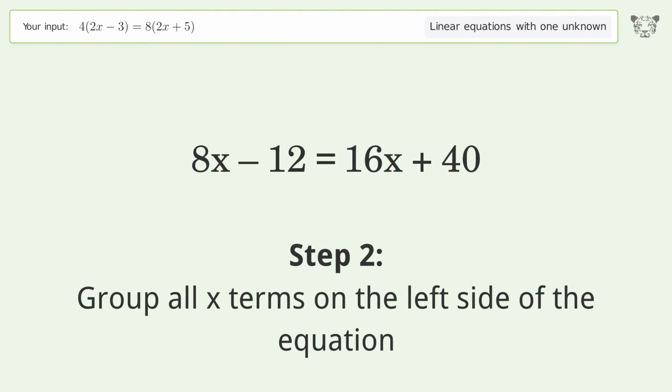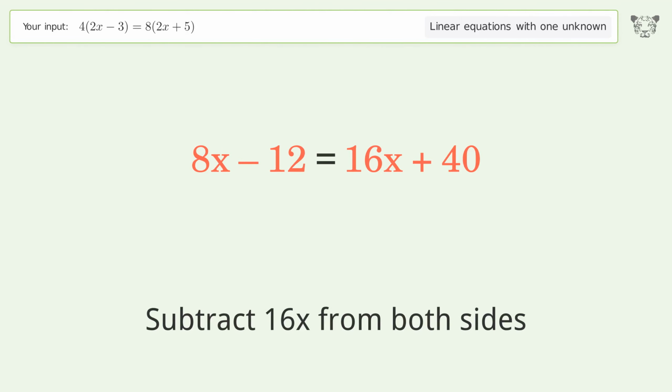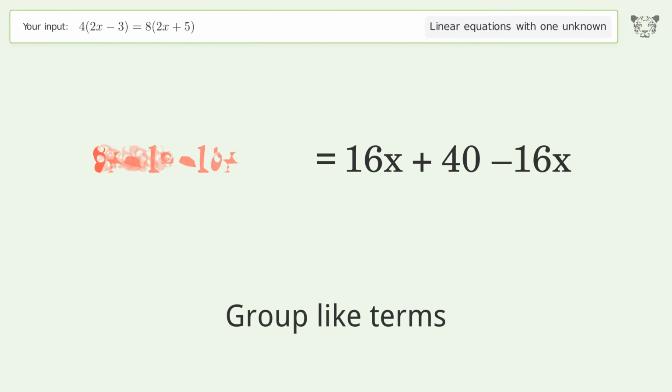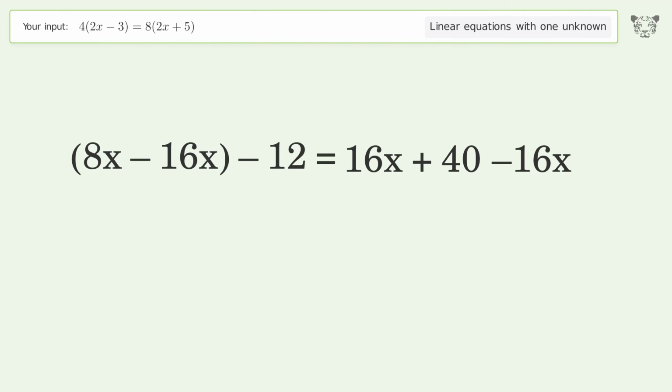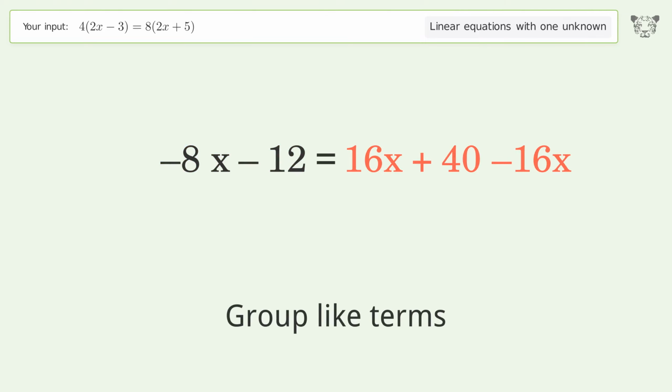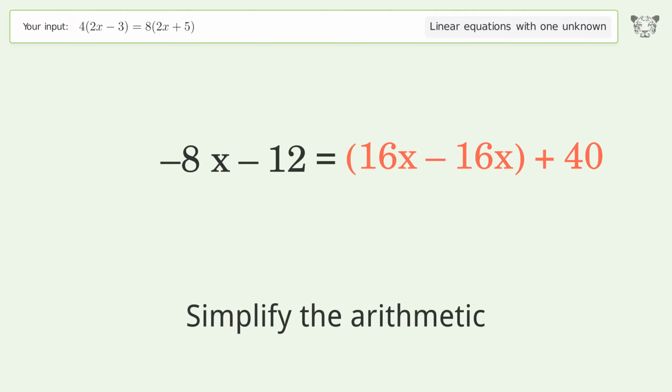Group all x terms on the left side of the equation. Subtract 16x from both sides. Group like terms. Simplify the arithmetic. Group like terms. Simplify the arithmetic.